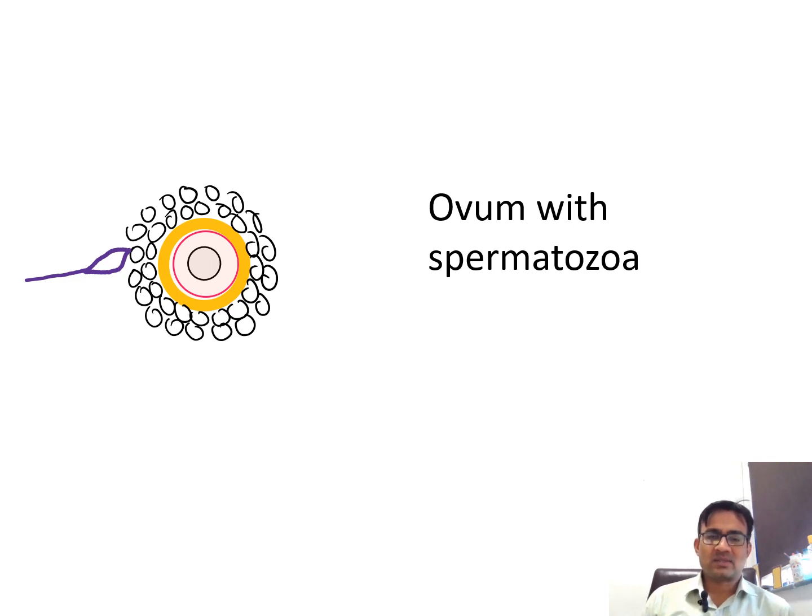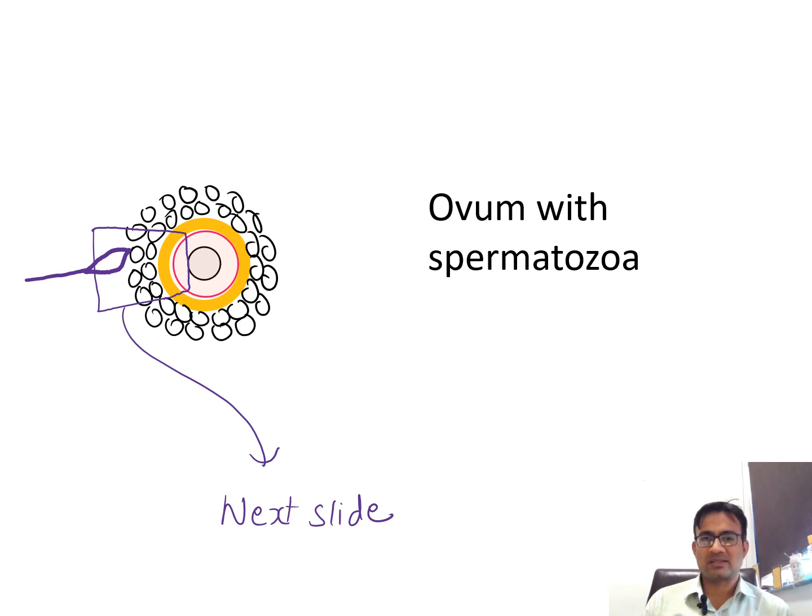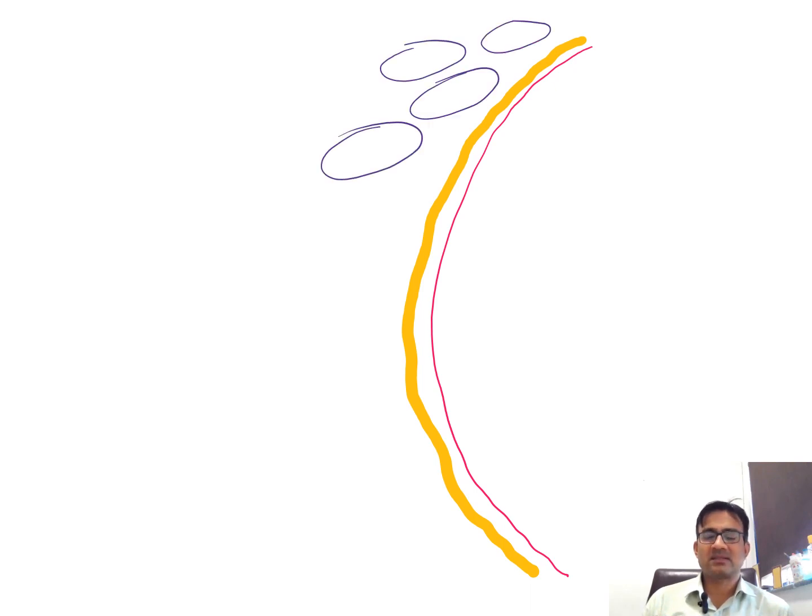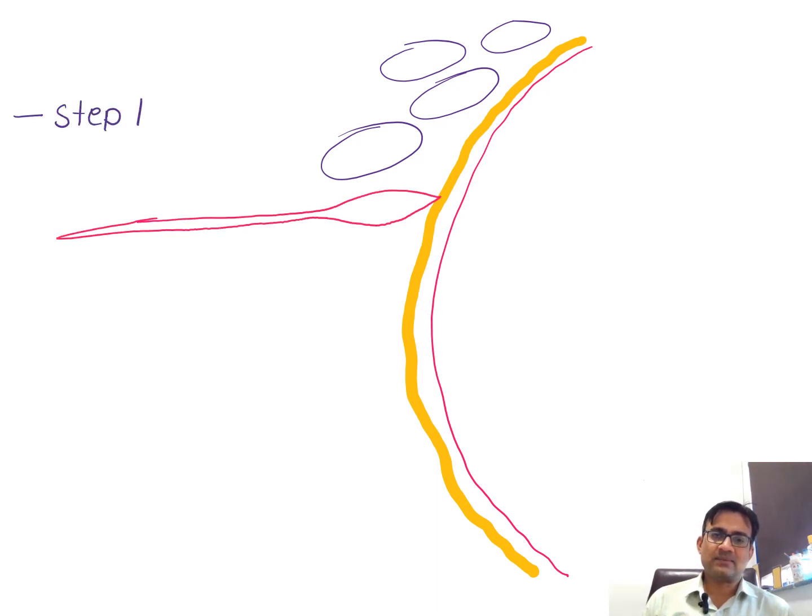So what is occurring next? Here is the ovum with the spermatozoa. In the next slide, we will study the things which will occur. Here I have drawn a bigger diagram. This is a section of the ovum which is surrounded by the zona pellucida. These are the corona radiata or granulosa cells. Now in step 1, the sperm will come and go to the zona pellucida.